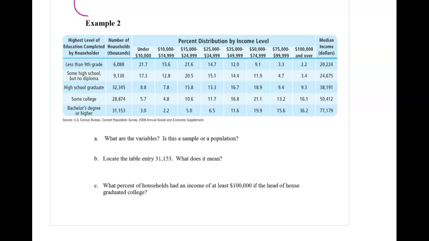What are the variables, sample or population? So the variables are highest level of education, highest educ level, and percent distribution by income level, or annual household income, essentially, because that's what you're looking at.